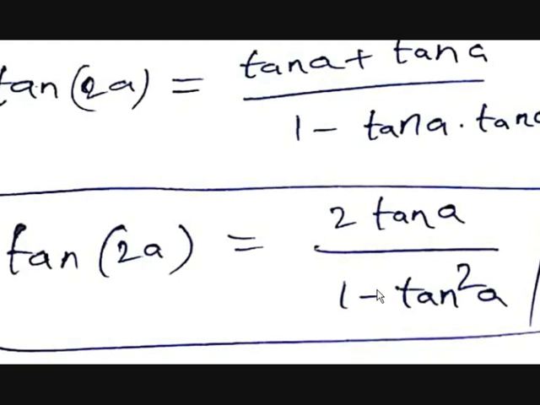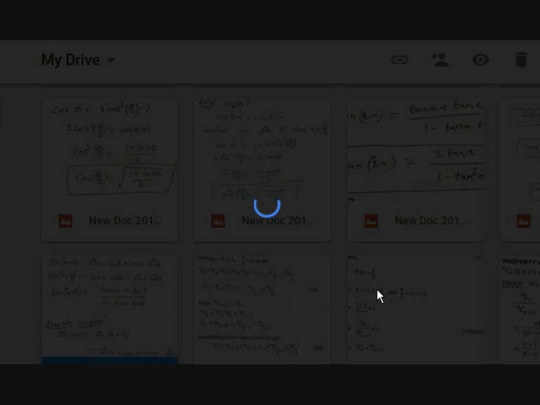Now let's discuss half angles. Okay, you may ask why I haven't proved secant 2a, cosecant 2a, all those formulae. Secant 2a you can get by reversing the cos 2a. Cosecant 2a you can get by reversing the sine 2a. So let's see half angles.